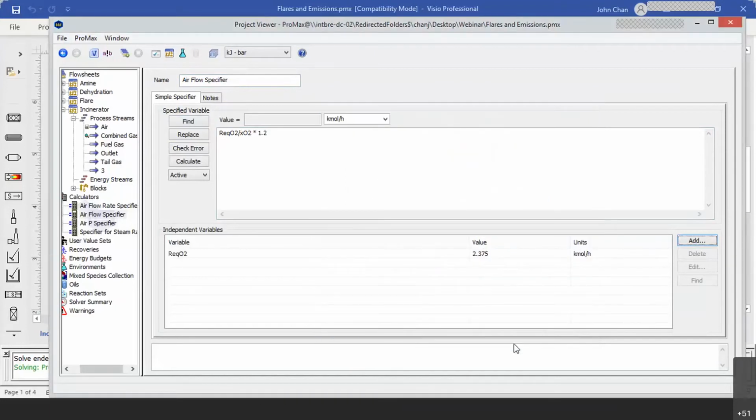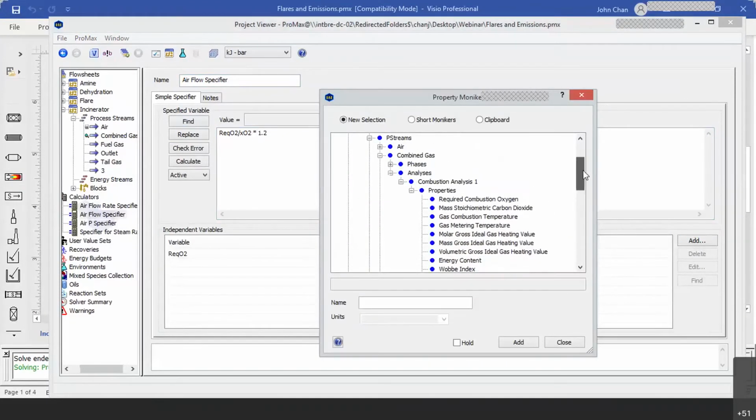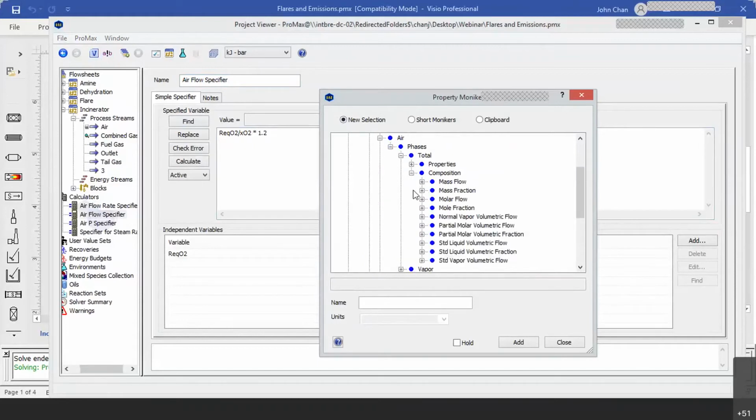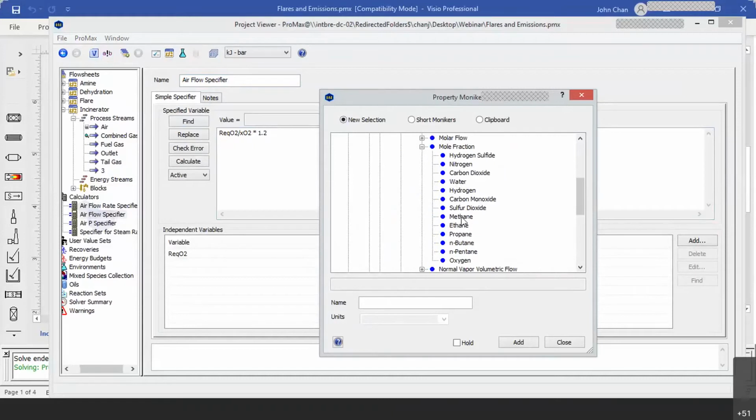Next, I'll need to add my mole fraction of oxygen in my airstream. To do that, I'll click on Add again. This time I'll go to my airstream, go to Phases, Total, Composition, and select mole fraction, oxygen. I'm going to change my units to fractional.